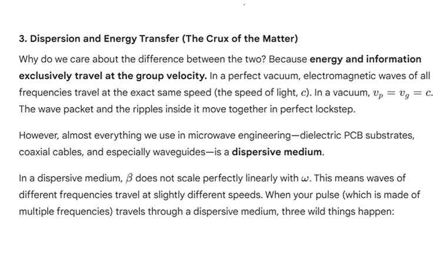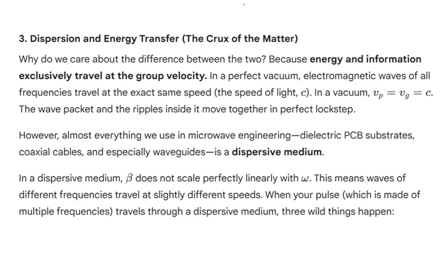3. Dispersion and energy transfer, the crux of the matter. Why do we care about the difference between the two? Because energy and information exclusively travel at the group velocity. In a perfect vacuum, electromagnetic waves of all frequencies travel at the exact same speed, the speed of light, c. In a vacuum, Vp equals Vg equals c. The wave packet and the ripples inside it move together in perfect lockstep.